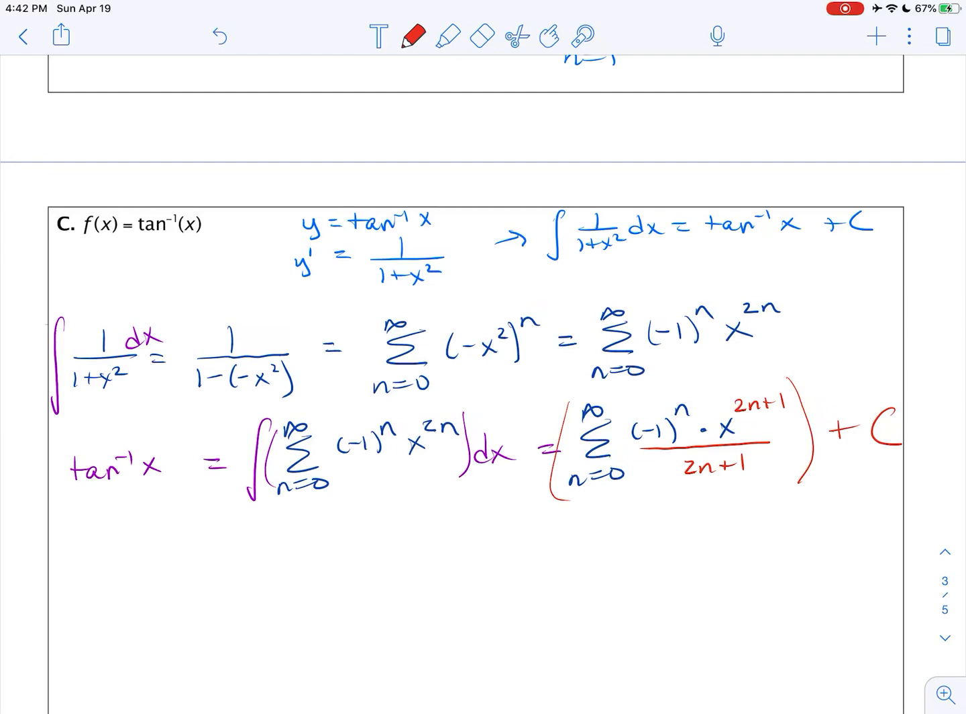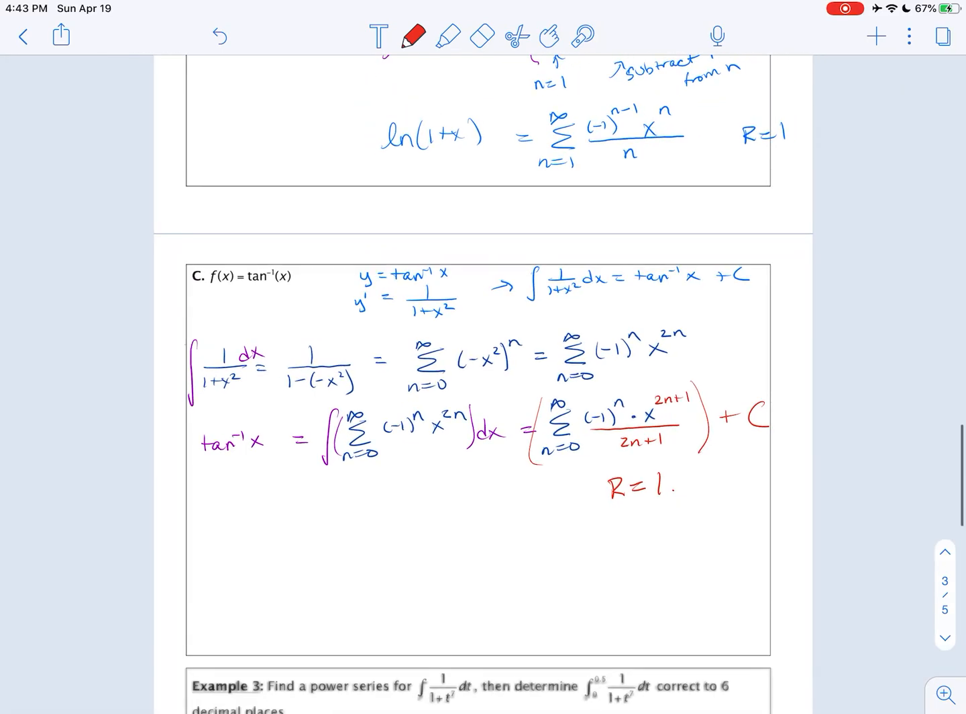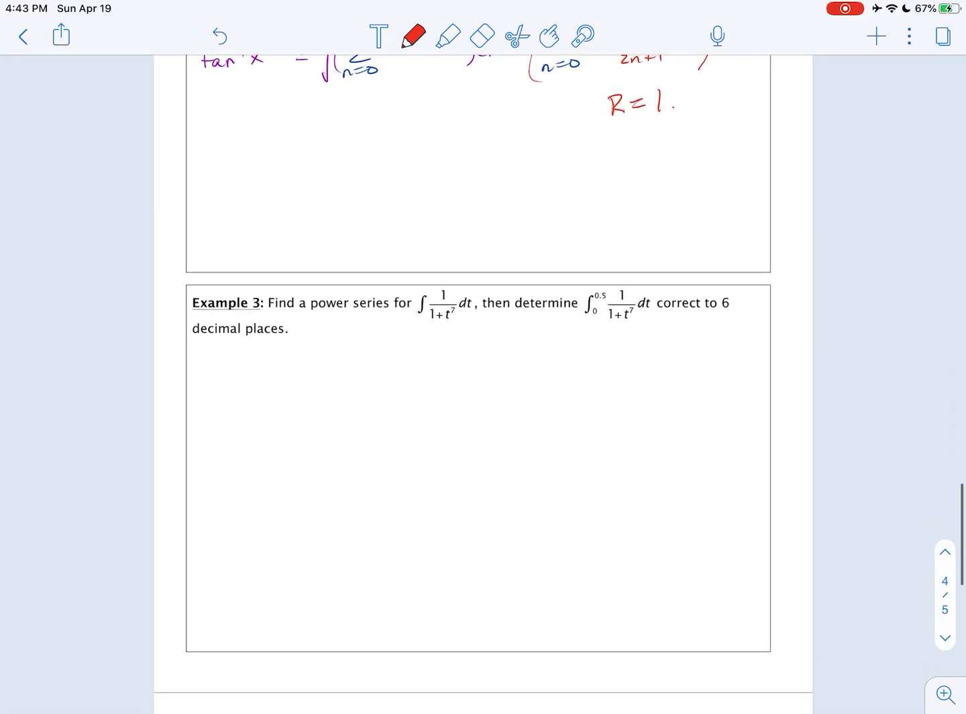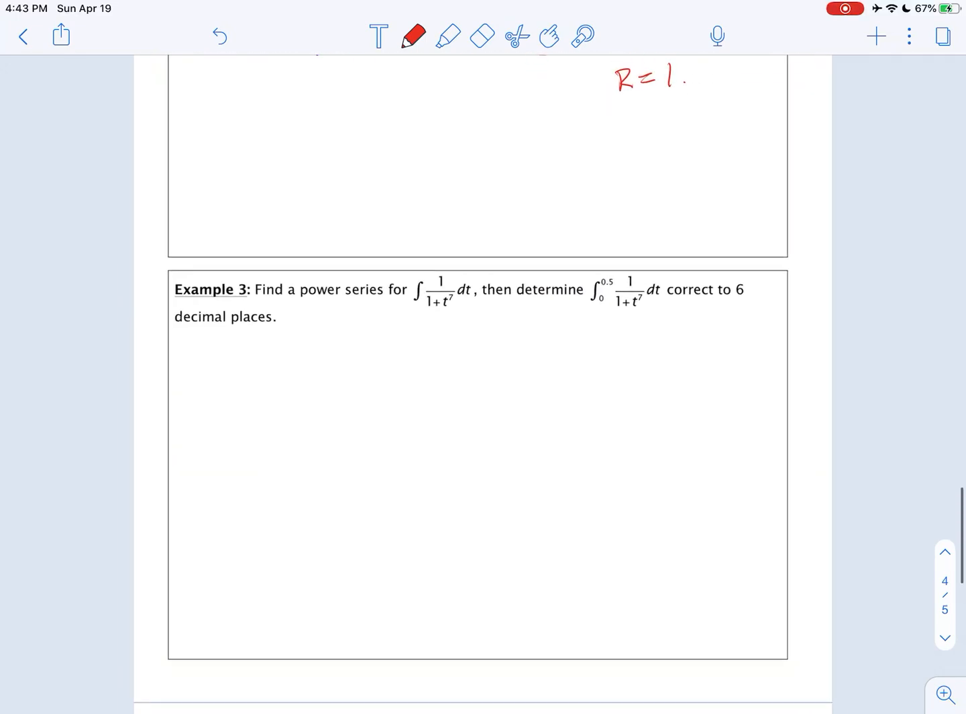But this is a power series representation for inverse tangent, and it's making use of that very important theorem that I can represent a power series by taking the derivative or integral of another function's known series. And because our original function had radius of convergence equal to 1, this radius of convergence is also going to equal 1. Good. All right.